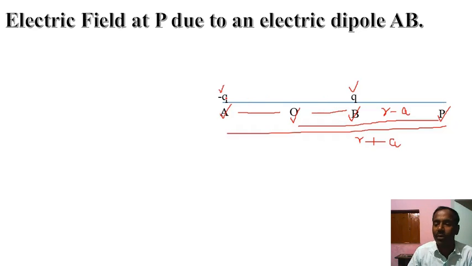First of all, we find out what is the electric field at P due to minus Q charge. After that, we find out what is the electric field at P due to plus Q charge. And at last, we find out what is the electric field at P due to the dipole.